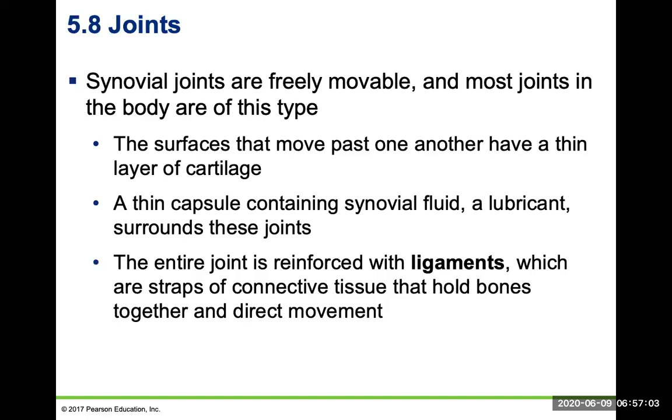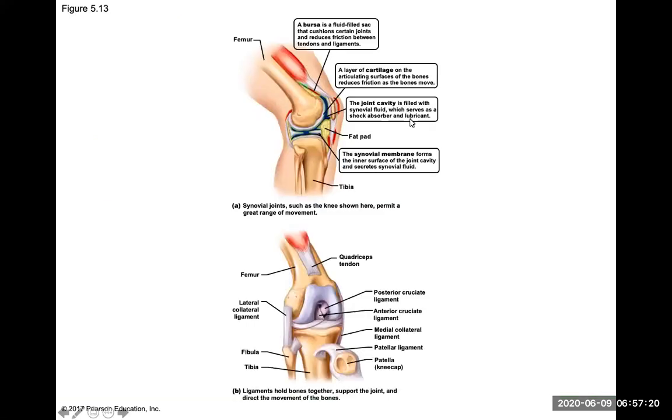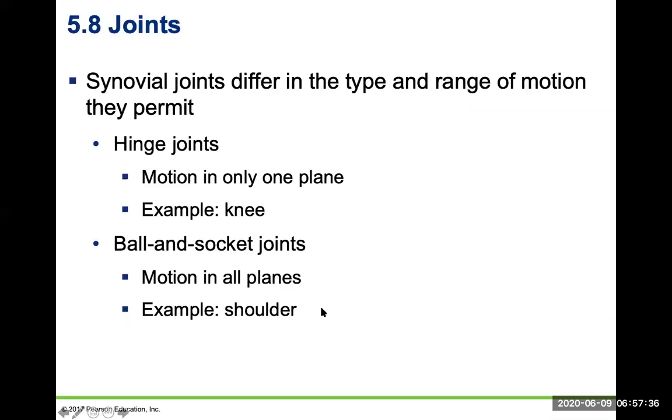Your synovial joints are extremely movable, and most joints in the body are this type, where the surfaces that move past one another have a thin layer of cartilage. There's a capsule containing fluid that surrounds these joints, and it's reinforced with ligaments. So an example of synovial joints would be your knee. You can see the parts of the synovial joint listed here. This is where you have your PCL and your ACL. So some of you might have heard of someone who has torn their PCL or ACL, and you can see where they're located here in the knee.